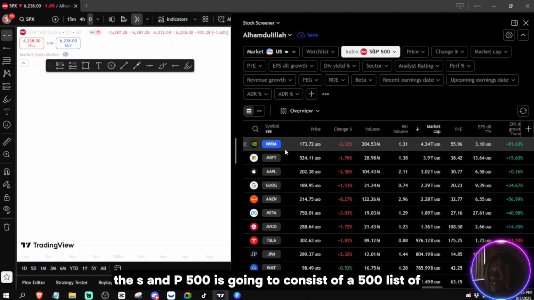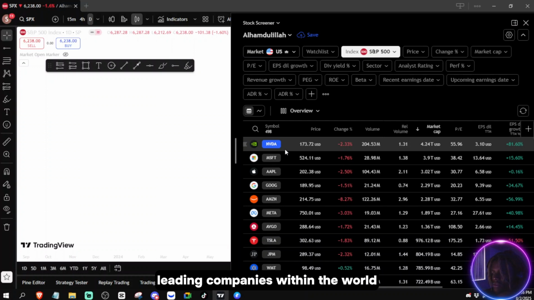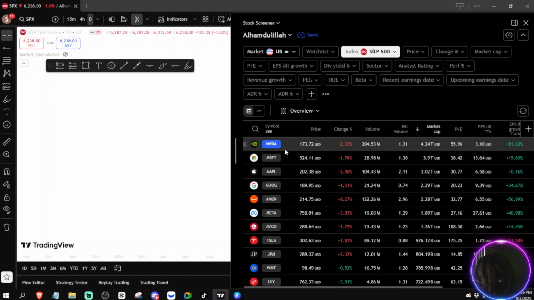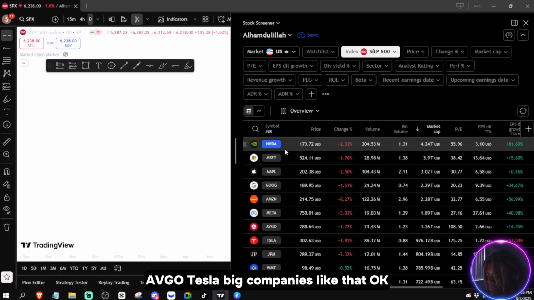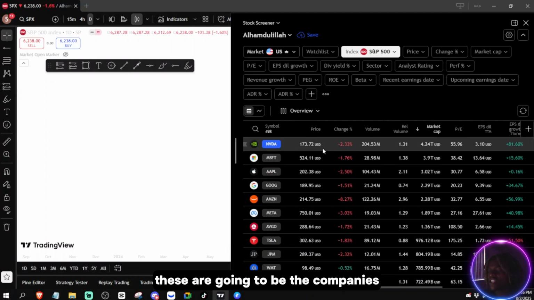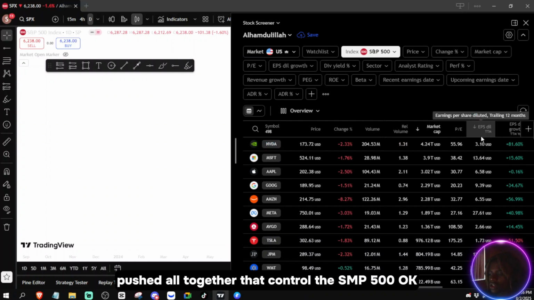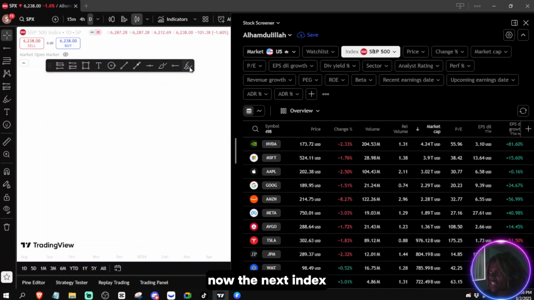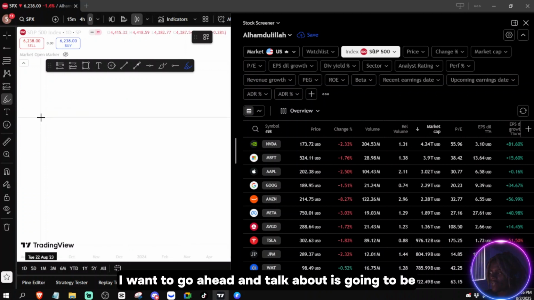So the S&P 500 is going to consist of a list of 500 leading companies within the world. Big companies such as Nvidia, Microsoft, Apple, Google, Amazon, Meta, AVGO, Tesla, big companies like that. So if you ever hear the S&P 500, these are the companies pushed all together that control the S&P 500.